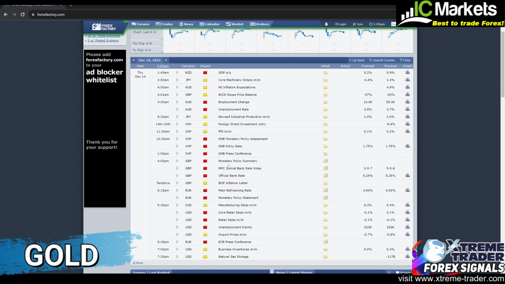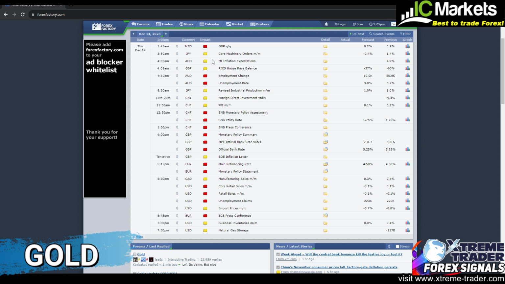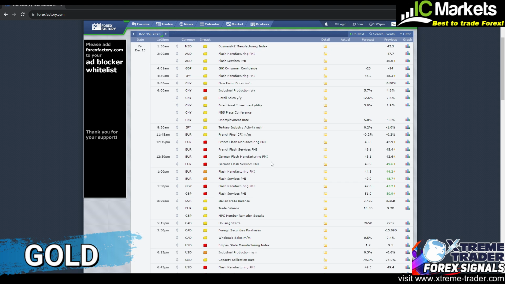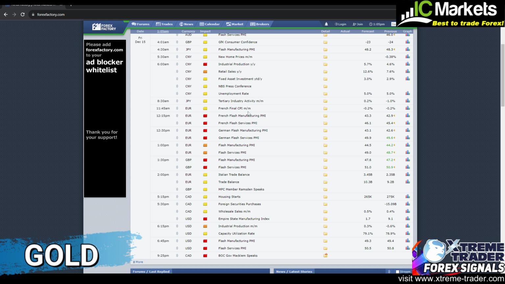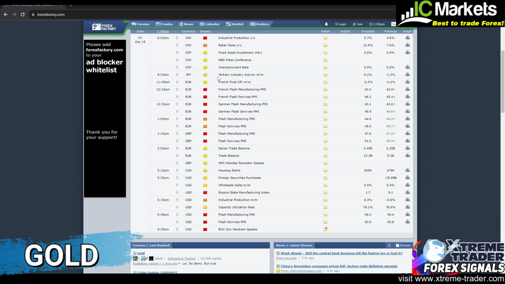So then next Thursday, we're having tons of news. That's going to be scary. There are scary days for traders, but not for those who actually trade the news. So we will have the unemployment rate and changes for the Australian dollar. We will have the SNB policy rate for the CHF, monetary policy summary for the pound, core retail sales for the USD, you name them. Unemployment claims also. I mean, you name it, guys. Tons of news coming for us in the upcoming week. Flash services as well coming on almost all of the pairs.